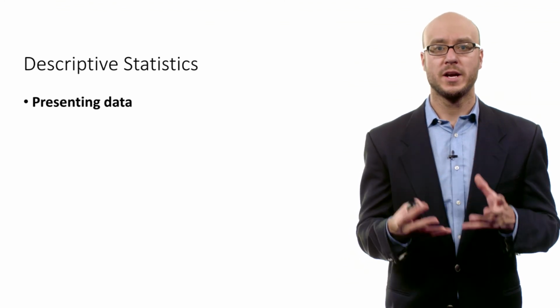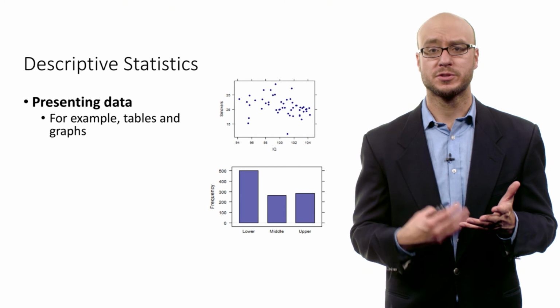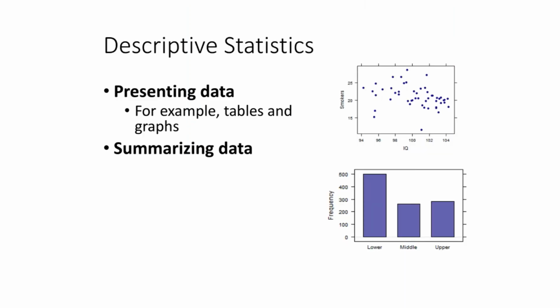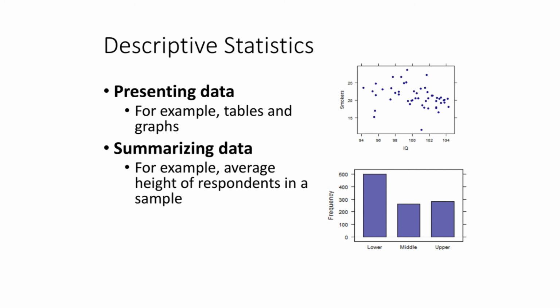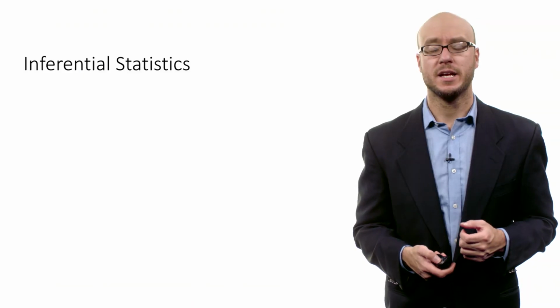So just to remind you, descriptive statistics is about presenting data, so in terms of tables or graphs. So here we have a scatter plot and a bar graph. But it's also about summarizing data. For example, you might look at the average height of respondents in a particular sample. So you just might calculate the mean of that sample. Or you might look at a proportion or percentage, for example, of an entire country based on a census. But the idea is, whether you have a sample or a population, you're just presenting and summarizing the data.